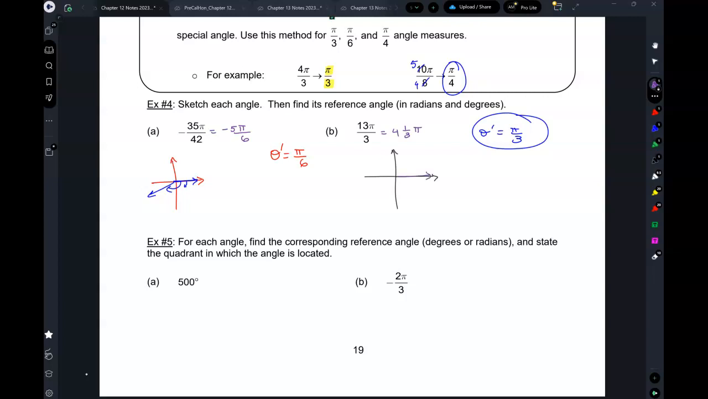So here we go. 4 pi, how do we do 4 pi? 2, is that 4 pi? Okay, what else do I have left? 1/3 of a pi. Where is 1/3 of a pi? Right there. So that is how I drew that. Okay? We'll do lots more practice with this. Right now, the most important thing for me is for you to figure out what the reference angles are.